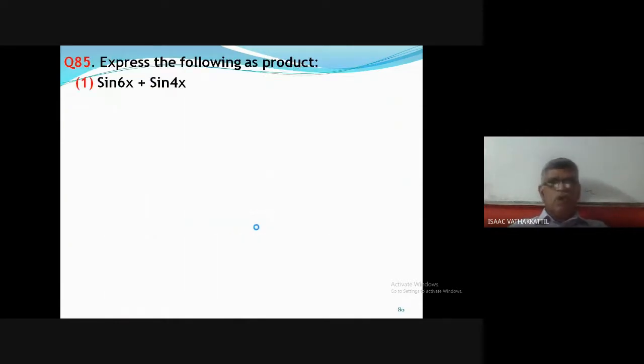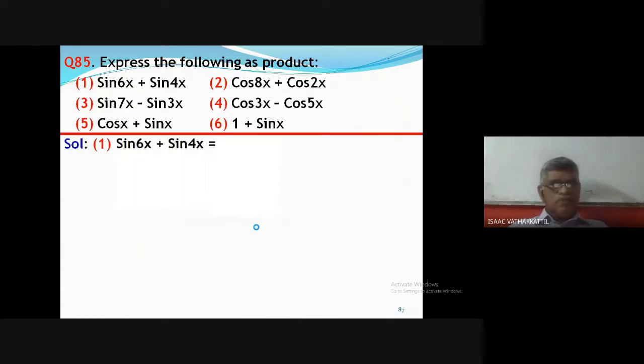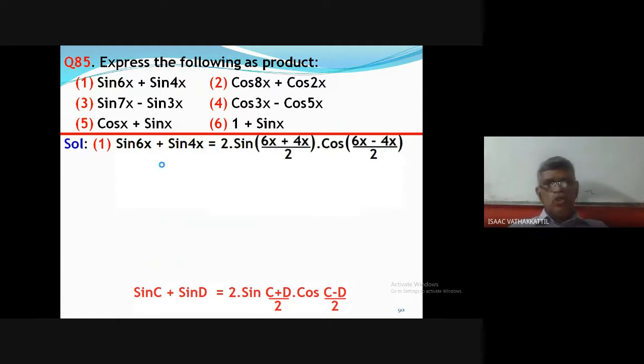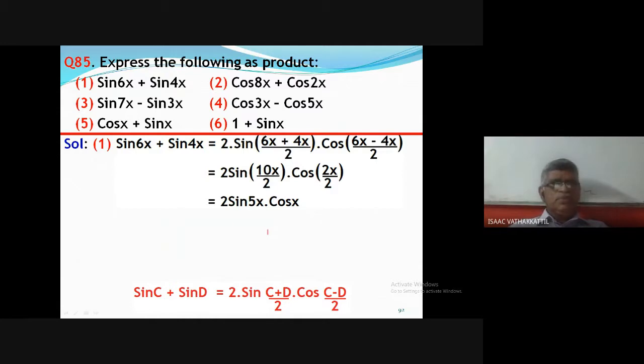Express the following as product. While you want to write these as products, the first formula will be applied: sin C plus sin D. Here C is 6x, D is 4x. 2 sin (6x+4x)/2 into cos (6x-4x)/2. That is 2 sin 5x into cos x. We can directly write, no problem. These steps you can skip.